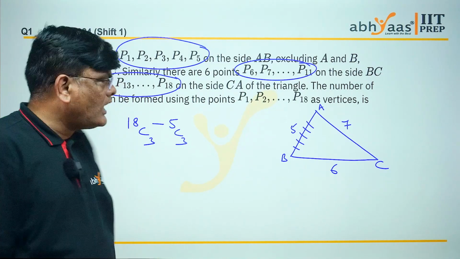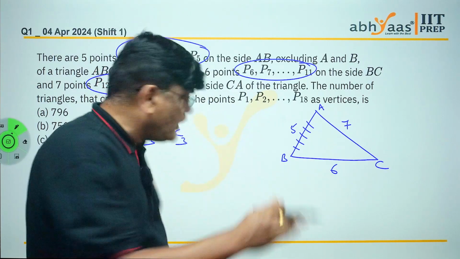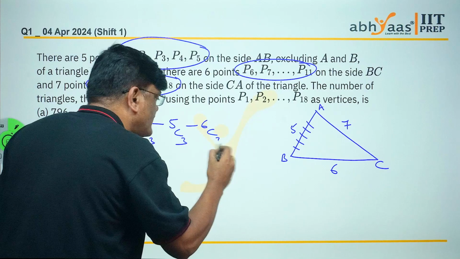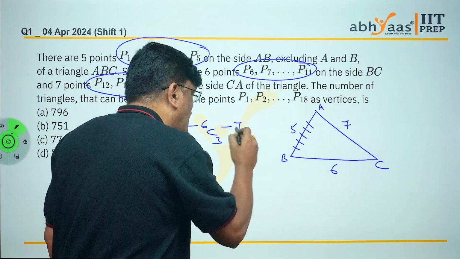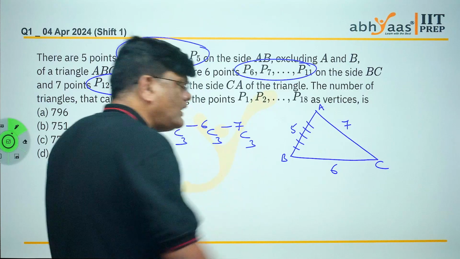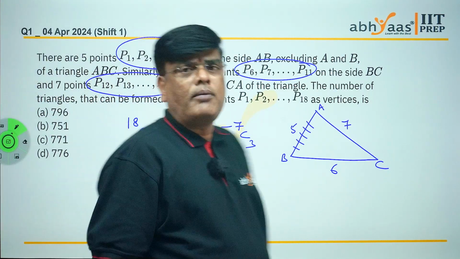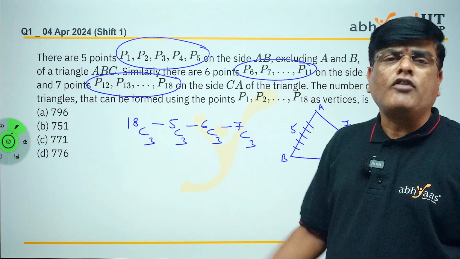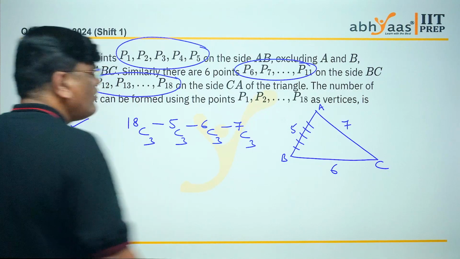Right. Similarly, from these 6 points also we cannot form a triangle. That is already included in this counting. That we have to subtract. So 6C3. Similarly, from these points, instead of 7C3 triangles, it will be formed 0 only. That we have to remove from the total. Okay, so yes, this is the calculation. Now after simplification, we get the answer as 751.